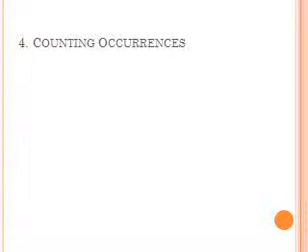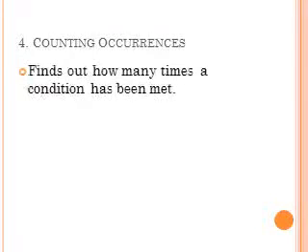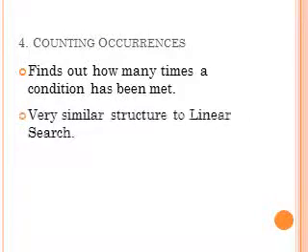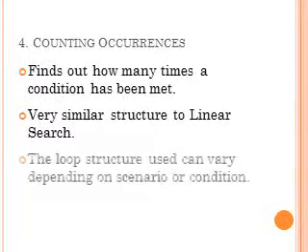The last of the 4 standard algorithms is called counting occurrences, and this is where it counts the number of times a specific condition has been met. So that could be equals 30, or between a certain range, or lower than a certain value, something like that. Okay, it's very similar in structure to linear search and finding maximum minimum.